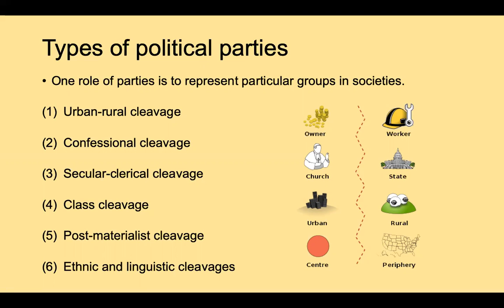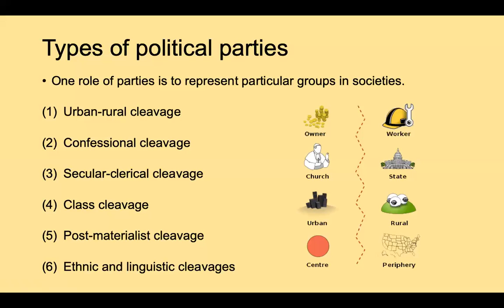We talked about political parties and we defined political parties as groups of people who seek to attain office and then stay in power once they win office. And one role of parties is to represent groups in society. Different groups often have their own party, or different parties will represent different groups. And these groups, in the differences between them, often break down along familiar lines.